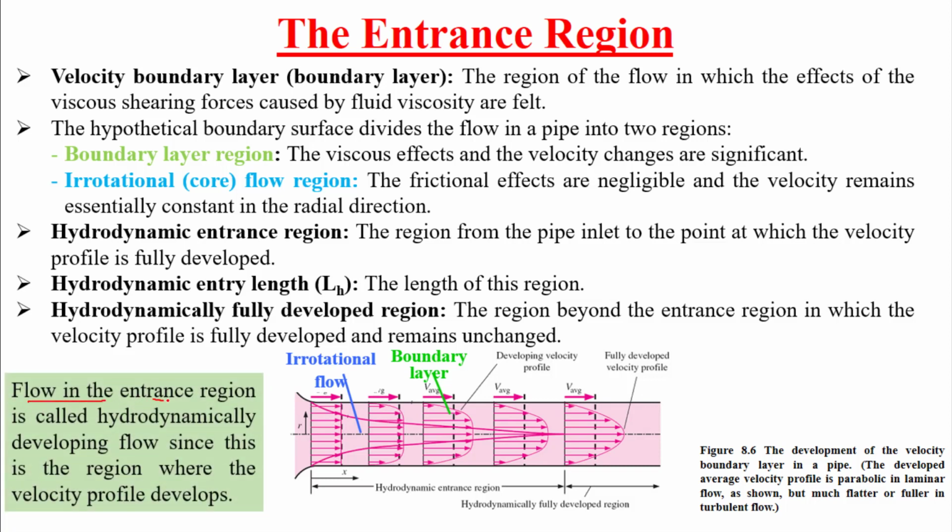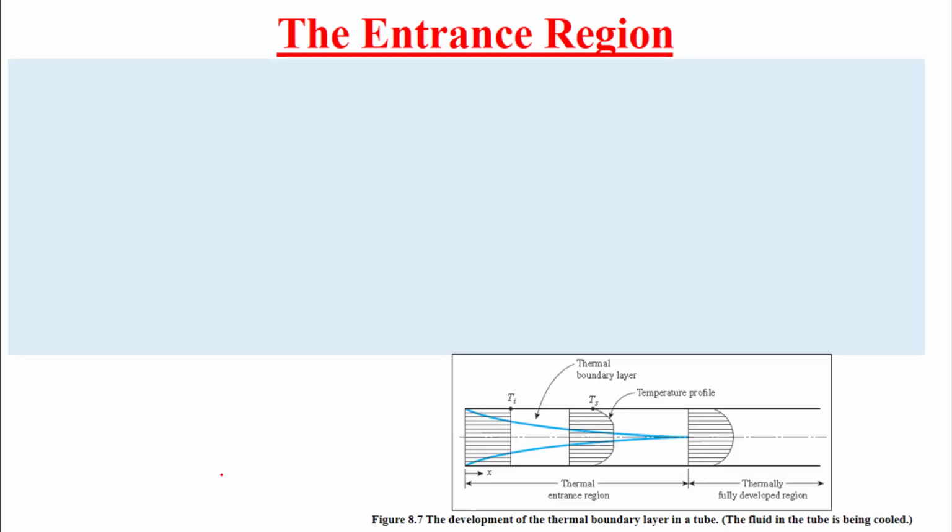Flow in the entrance region is called hydrodynamically developing flow, since in this region the velocity profile keeps developing. We can call it the developing flow region. Instead of hydrodynamic entrance region, we have another name for it, which we call the developing flow region.